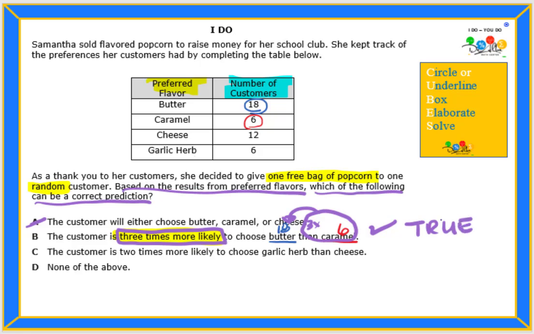Okay, so let's check another one just to make sure we're checking the answers. So letter C says the customer is 2 times more likely to choose garlic herb than cheese. Okay, so for garlic herb, I look in my table and I see that's 6. And for cheese, when I look in my table, that is 12. So this one can be tricky. Be careful, because when we're reading it from left to right.